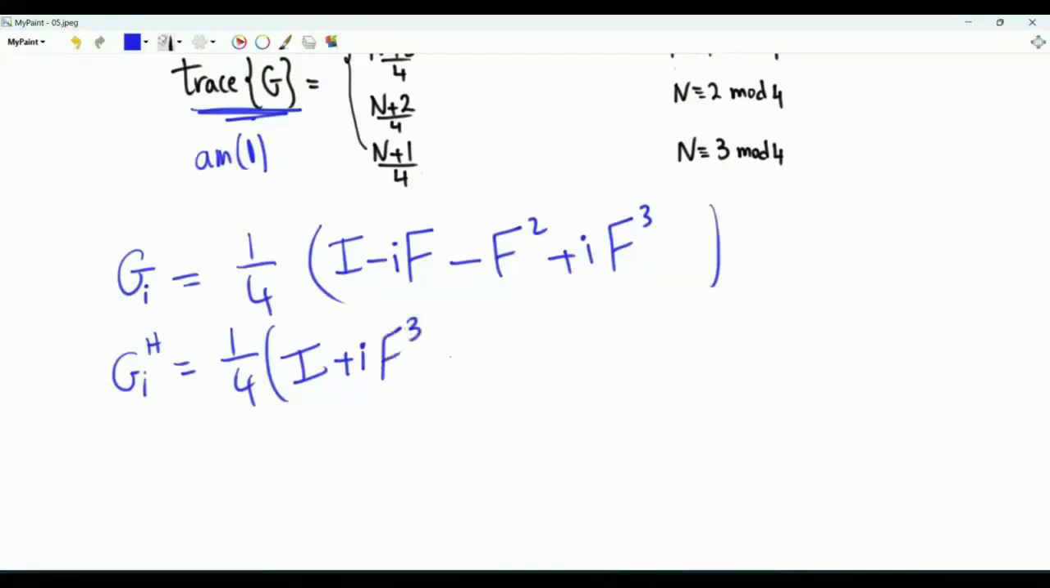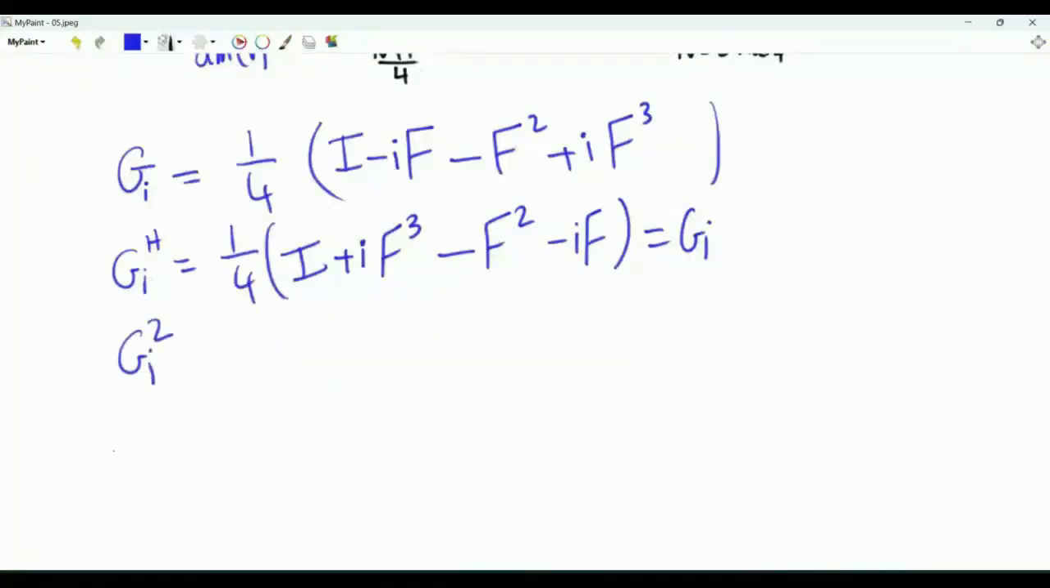And F Hermitian is the same as F cubed. F squared is symmetric and real valued. Its Hermitian is itself. Plus I becomes minus I. And F cubed is F Hermitian. When we take Hermitian, that's F. We get back Gi. So Gi is indeed a Hermitian matrix. Is it idempotent? What will happen if I take Gi squared? And we can check that it is indeed idempotent. It is a projection matrix, and because it is Hermitian, it is an orthogonal projection matrix. Its eigenvalues are 0 or 1.